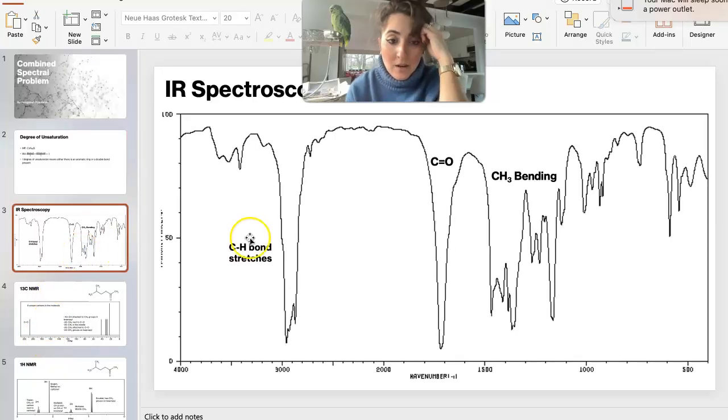The next thing that I did was go through my IR spectroscopy. I saw that my waveforms were around 3000, the first waveform set right here. This shows that there are some CH bond stretches present. The next waveform that I evaluated was the one around 1700, which is typical of carbonyls. So I know that there's a C double bonded to an oxygen somewhere in my compound. And then all of these waveforms from 1200-ish to like 1500 are mostly CH3 bending.